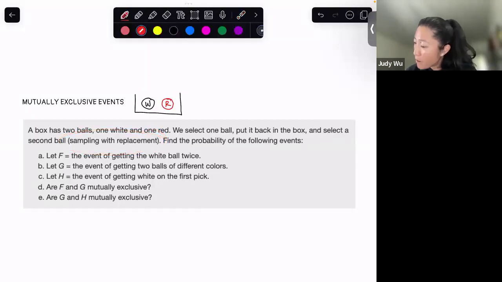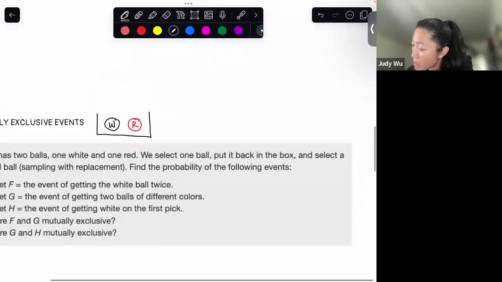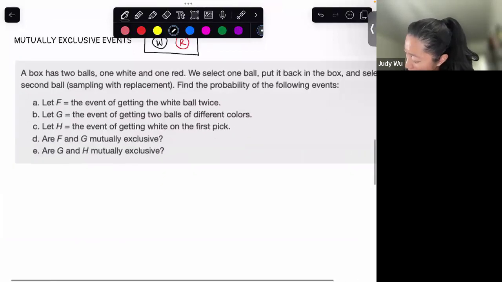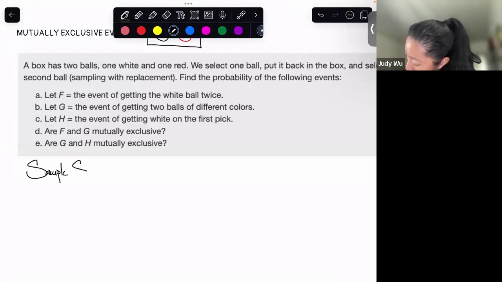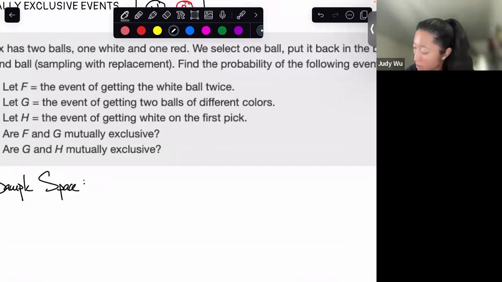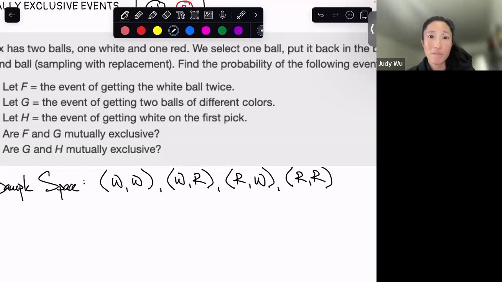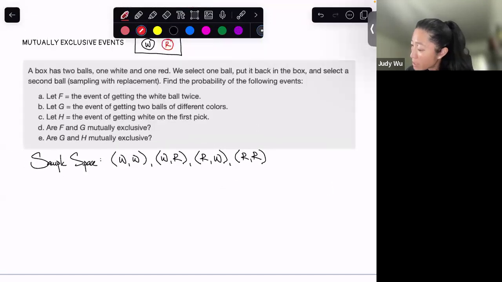So let's find the probability of the following events. Part A, let F equal the event of getting the white ball twice. Before I start, I'm going to go ahead and write my sample space. What I mean by sample space is, what can I pull out of the box? I could pick a white ball and then a white ball, or a white ball and then a red ball, or a red ball first and then a white ball, or maybe both times I get a red ball out. So how many things are there in our sample space? There are 4 things in our sample space.